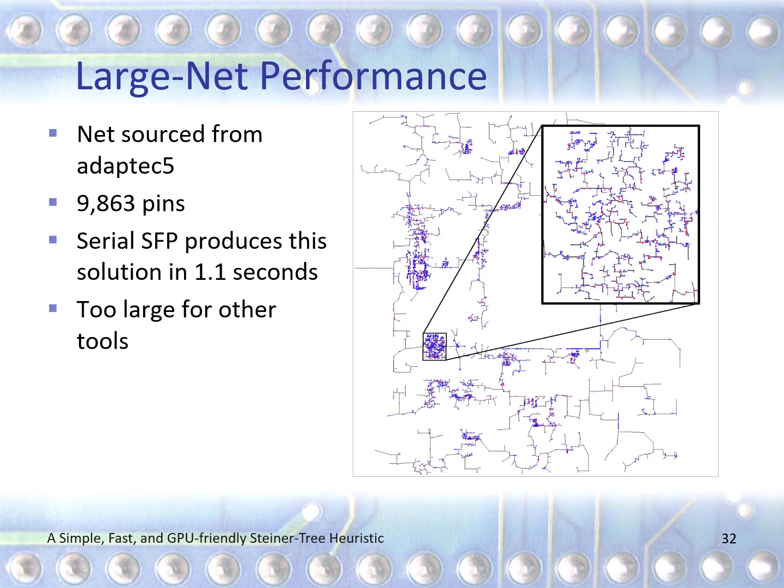We present the results here with one of the dense areas blown up to provide more detail. It took serial SFP just 1.1 seconds and 7 iterations to compute the solution, which is 6.5% shorter than the pure MSD solution for this input.